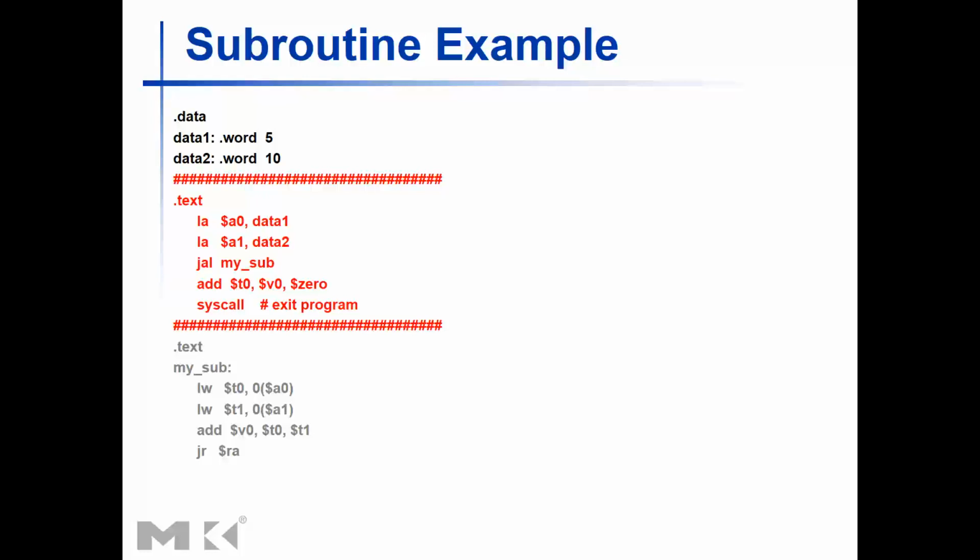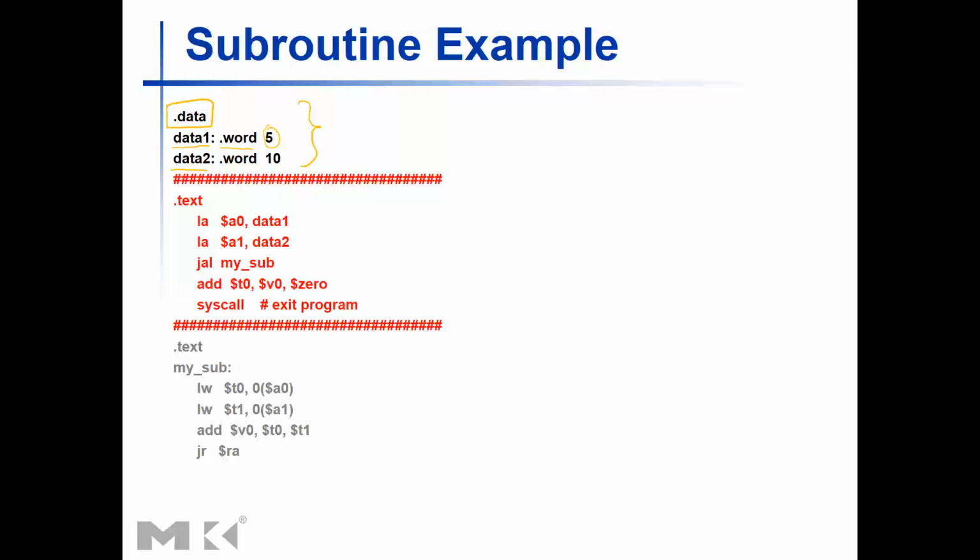This is a program where we are calling a subroutine, and I need to explain some of the structure of this program a little bit. You can notice here we have dot data. Dot data is where I define my data variables. Here I have two variables, data1 and data2. For data1, I'm defining a word, that means I'm defining a 4-byte location and I'm initializing it to 5.